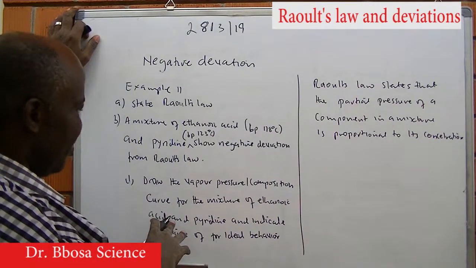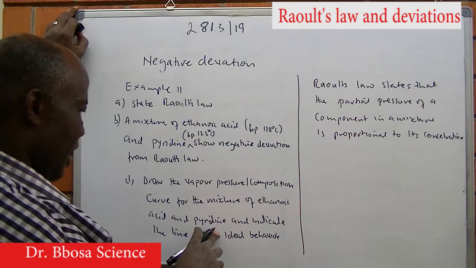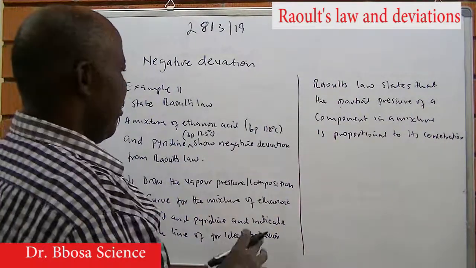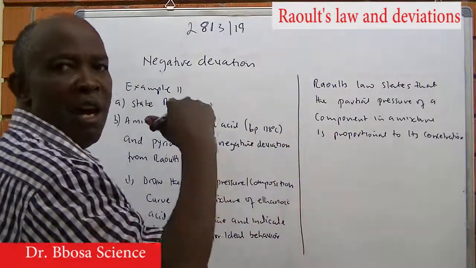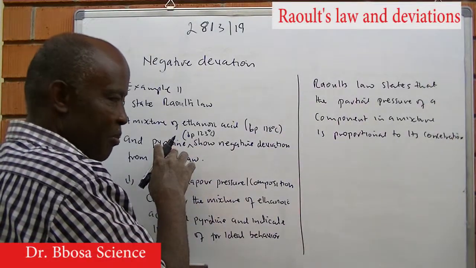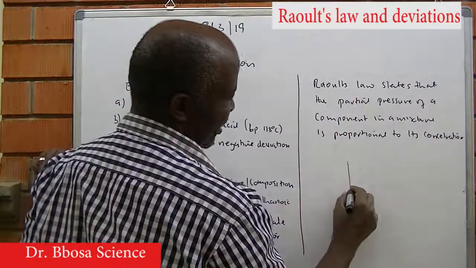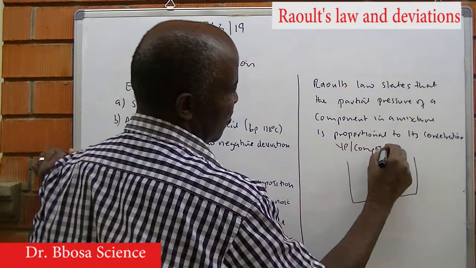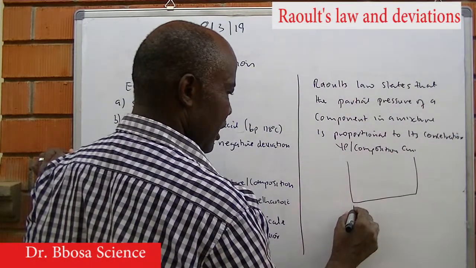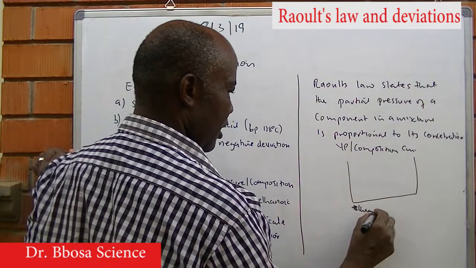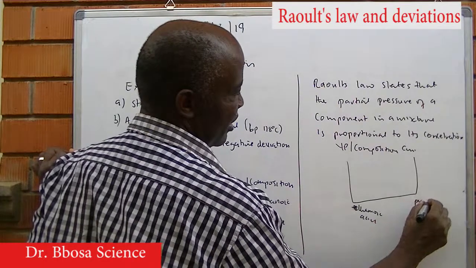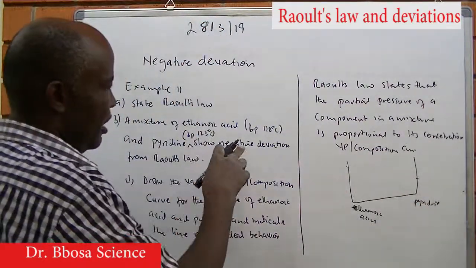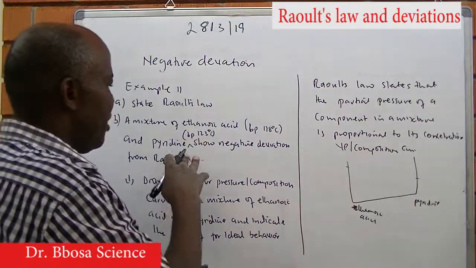Draw vapor pressure composition curve for the mixture of ethanoic acid and pyridine, and indicate the line of ideality. From the boiling point point of view, the liquid with a lower boiling point will have a higher vapor pressure. A liquid with higher boiling point will have a lower vapor pressure. So the vapor pressure composition curve: this is ethanoic acid, and this one is pyridine. The evaporation of pyridine is lower than the evaporation of ethanoic acid because the boiling point of ethanoic acid is lower than the boiling point of pyridine.